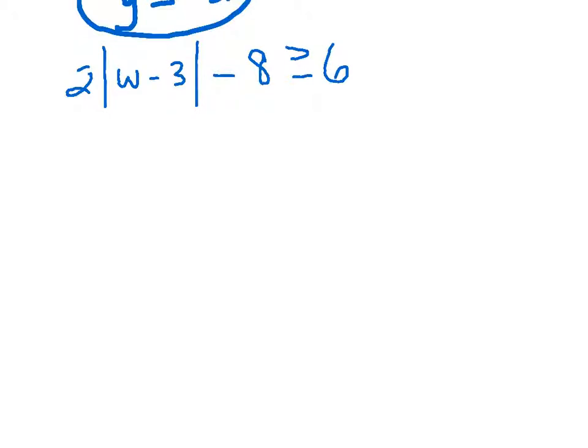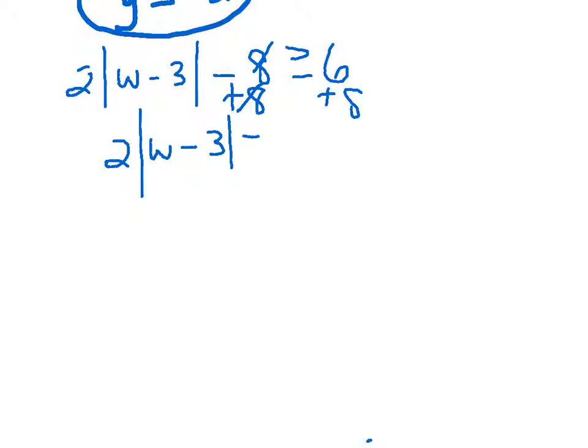So our first task is to isolate that absolute value sign. We want to get the absolute value of w minus 3 all by itself, and everything else needs to go to the other side of the inequality. So we're going to get rid of the 8 first. We're going to add the 8 to both sides. And of course it's going to cancel out here. When we rewrite, 2 times the absolute value of w minus 3 is, sorry, caught that, greater than or equal to.